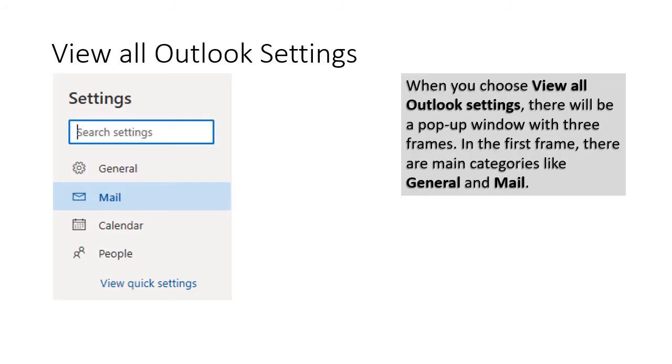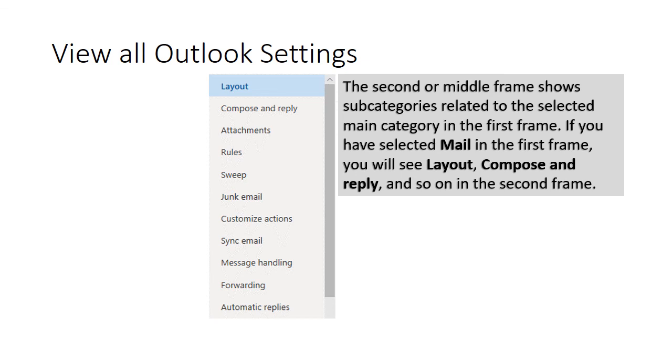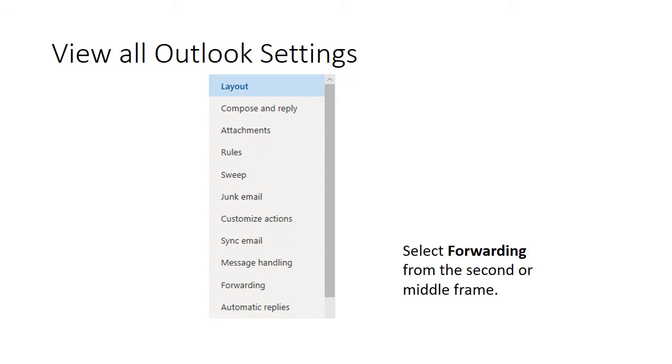View All Outlook Settings. When you choose View All Outlook Settings, there will be a pop-up window with 3 frames. In the first frame, there are main categories like General and Mail. Make sure Mail is selected in the first frame. The second or middle frame shows subcategories related to the selected main category in the first frame. If you've selected Mail in the first frame, you will see Layout, Compose and Reply, and so on in the second frame. Select Forwarding from the second or middle frame.